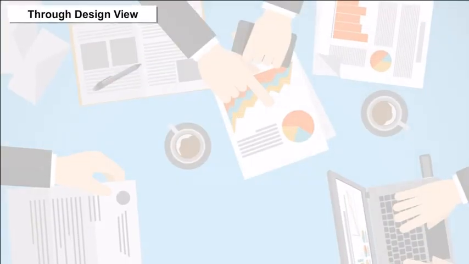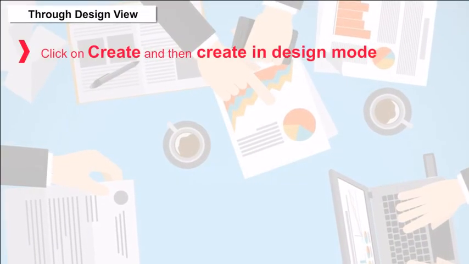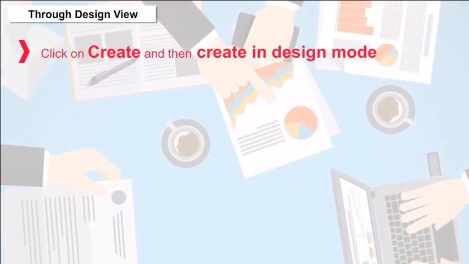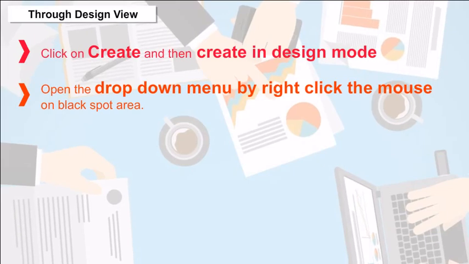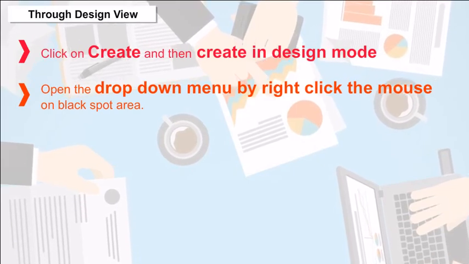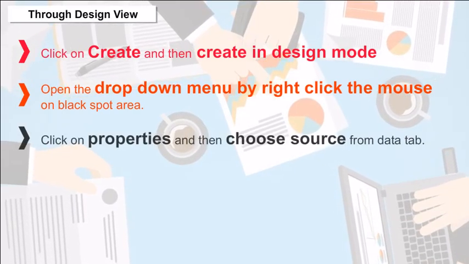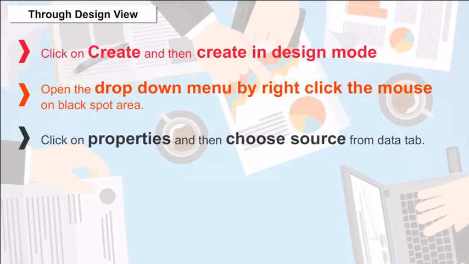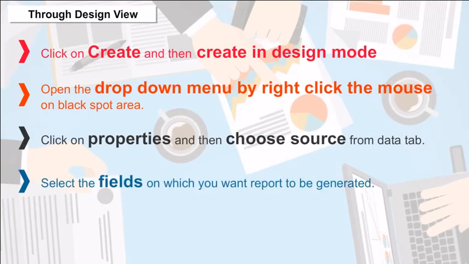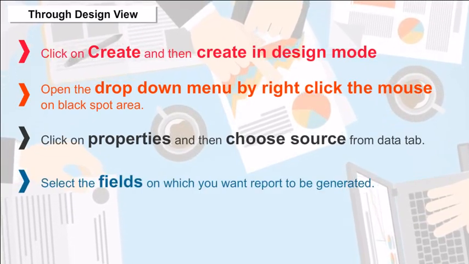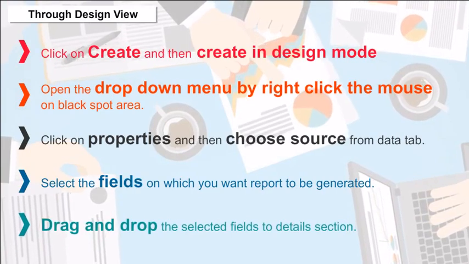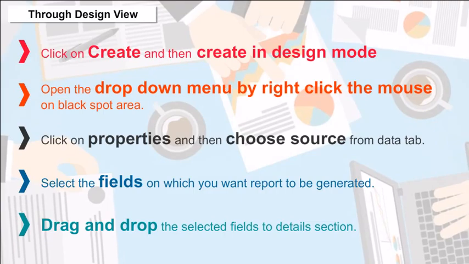Through Design View. Click on Create and then Create in Design mode. Open the drop-down menu by right-clicking the mouse on the black spot area. Click on Properties and then choose Source from the Data tab. Select the fields on which you want the report to be generated. Drag and drop the selected fields to the Details section.